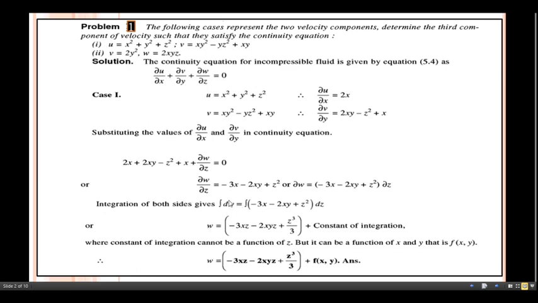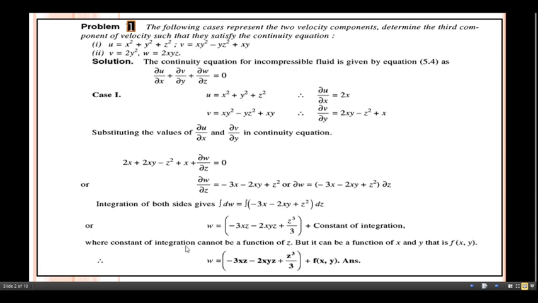Now what about this term? Integration of dw is nothing but w, and integration of every term with respect to dz comes this way. Minus 3x is a constant term that should be taken outside the integration. The integration of dz is nothing but z, that's why z is written. Minus 2xy, again the integration of dz is z. Plus the integration of z square is z cube divided by 3. Plus constant of integration.